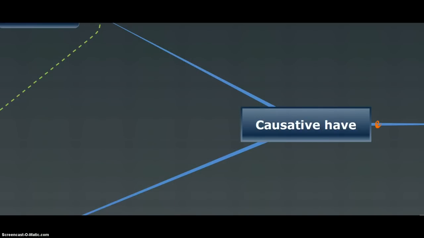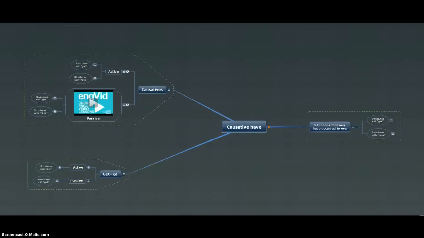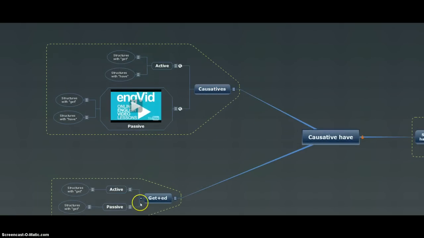As we have presented in our map and article, causative have is used in three main forms: causatives, get plus ed form, and it also expresses situations that may have occurred to you. As you can see, causative and get plus ed form are divided in active and passive. First of all, we have causatives.